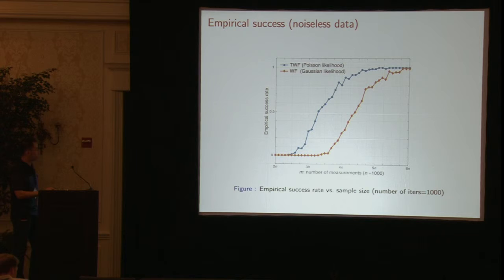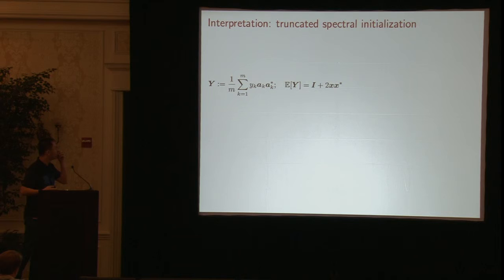Okay, so in the rest of the talk, let me try to provide a little bit of interpretation about the algorithm that we have. Let me start with the initialization stage. This Y is the matrix that we are going to use for the spectral method, without truncation. And let's see what the issue is with this. We are hoping that, on average, the average of this matrix will go to this guy, which basically says that the ground truth X is somehow like the principal component of this Y matrix. So we are hoping that if we find the leading eigenvector, it converges to the right thing.